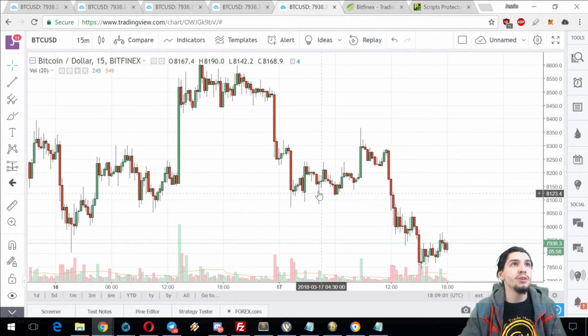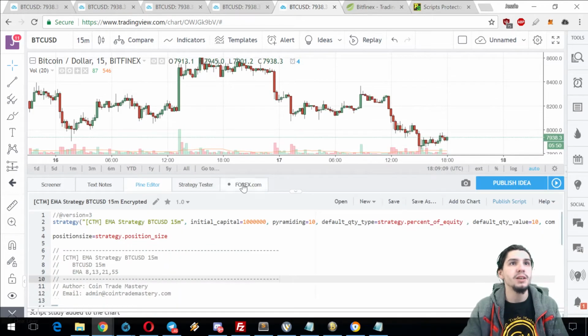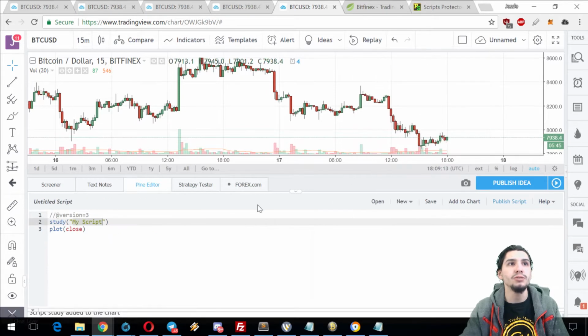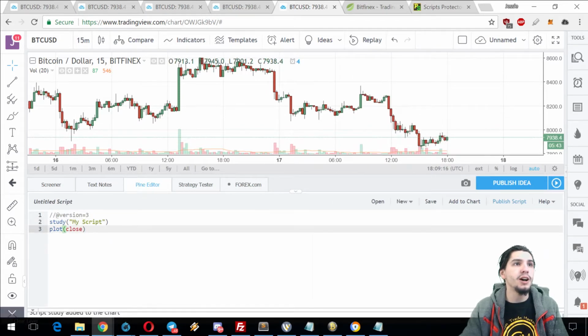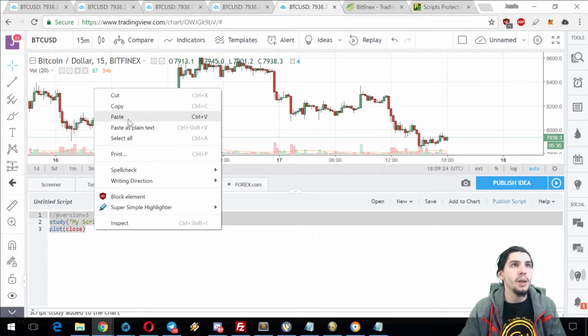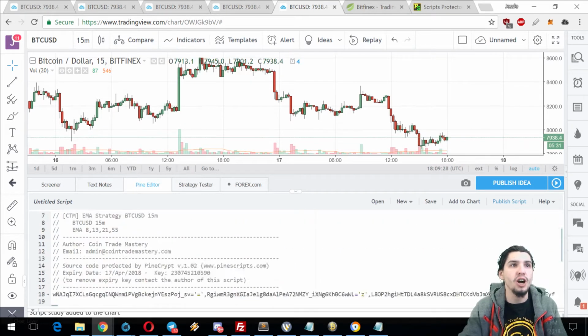Now you go down to the bottom, and there's this thing called Pine Editor. It says Open Pine Script Editor, because this is Pine Script. Yours will be blank, but I'm just going to go to New. And now this is what yours will look like, a brand new untitled script. We need to highlight all this and right click paste, because we want to eliminate that data and put in the script we just copied.